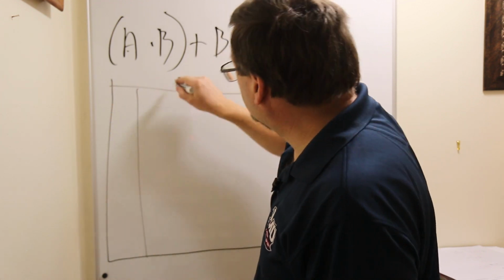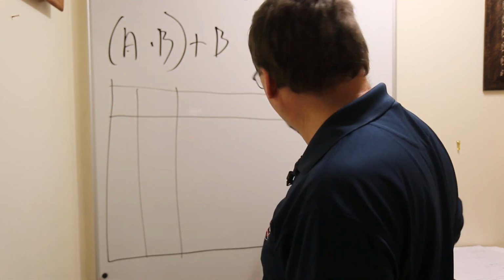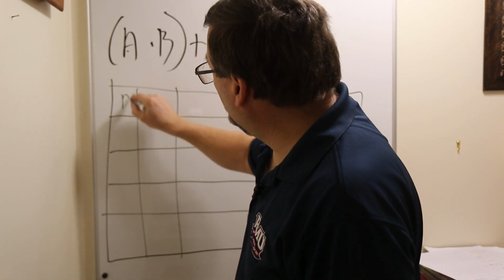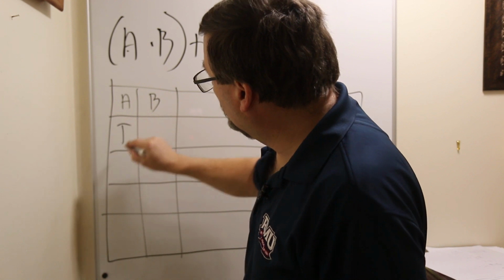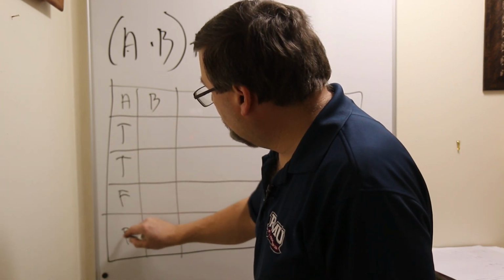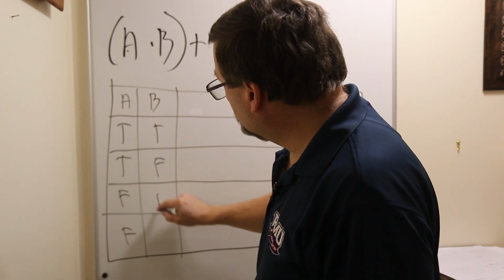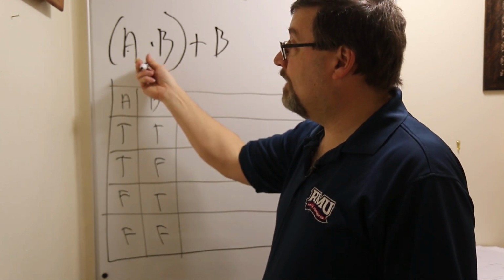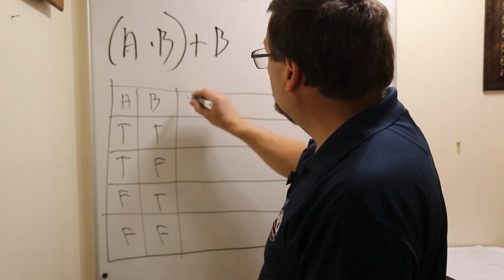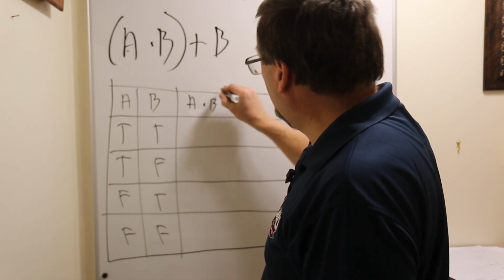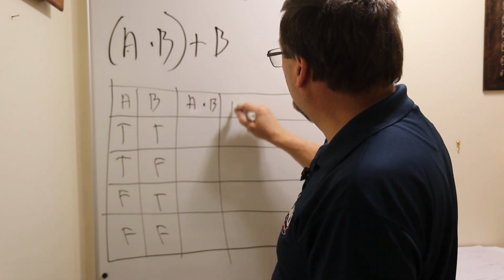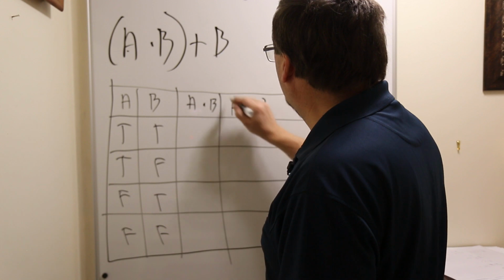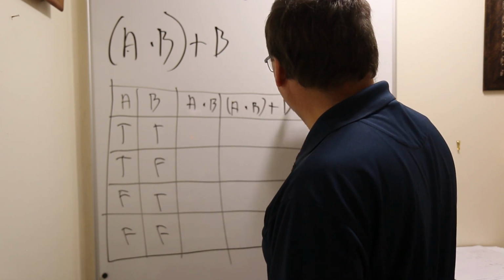We have A's and we have B's. So that's only 2, so we need 4 rows. So we need A and B. It's going to be true, true, false, false, true, false, true, false. Now, if you were solving this in math, you'd work inside the parentheses. It's the same here. So you do A and B, and then you solve this with the answer, which is A and B or B.